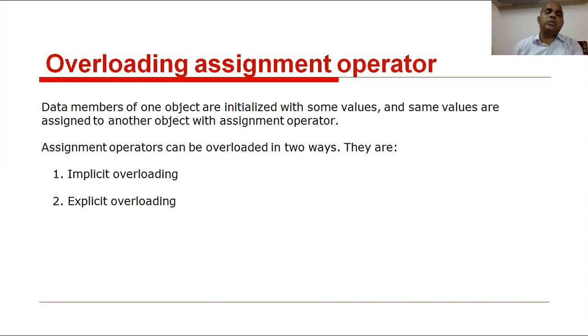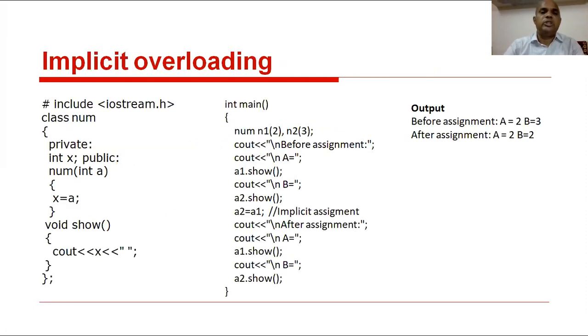Here there are also 2 types of overloadings. The first one is implicit overloading and the second one is explicit overloading. Clear? This is an example program for overloading methods, called implicit overloading methods. Here, private, number integer a, then x equal to a.